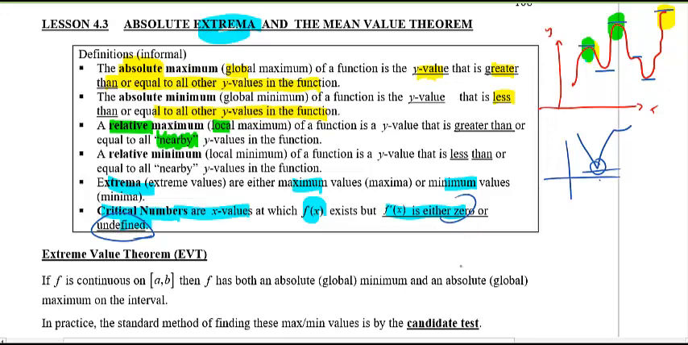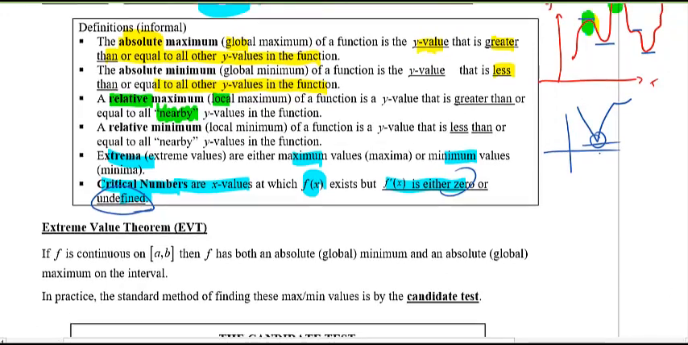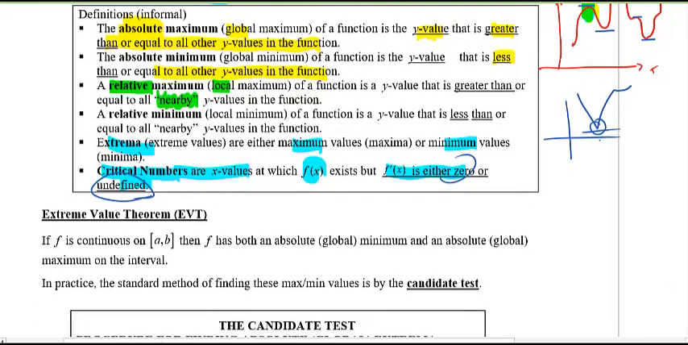Okay? And all this stuff gives rise to what we call the extreme value theorem, EVT. If the function is continuous on an interval from a to b, then we know that f has both an absolute minimum and an absolute maximum on that interval. Okay? That's what the extreme value theorem says. Continuous, must have an absolute max, must have an absolute min.